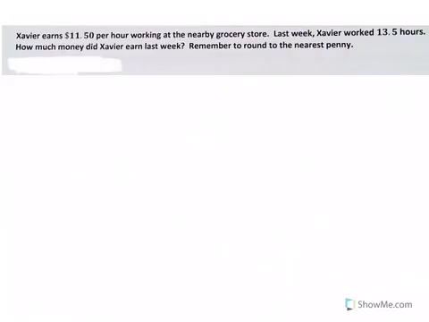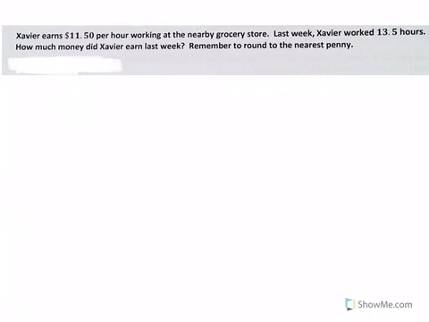Let's check out another example. Xavier earns $11.50 per hour working at a nearby grocery store. Last week, Xavier worked 13.5 hours. How much money did Xavier earn last week? Remember to round to the nearest penny.